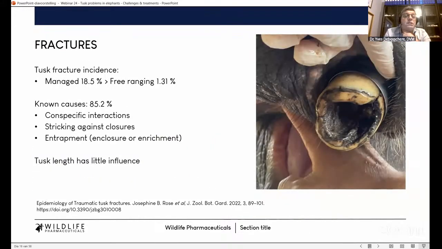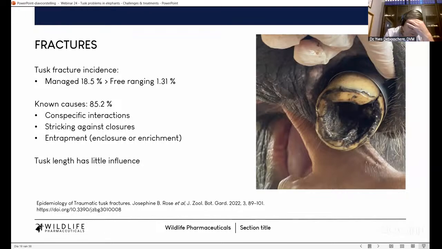So the fractures themselves: if you look at tusk fracture incidence, there is the study performed by Josephine Rose. Some of you will have taken part in this study or already filled in the questionnaire. If you look at managed elephants, we see that up to 80.5% have tusk fractures, and in free ranging elephants it is 1.3%.